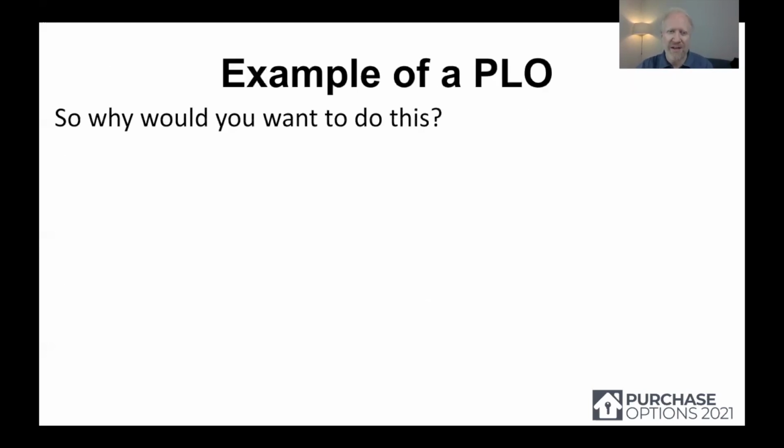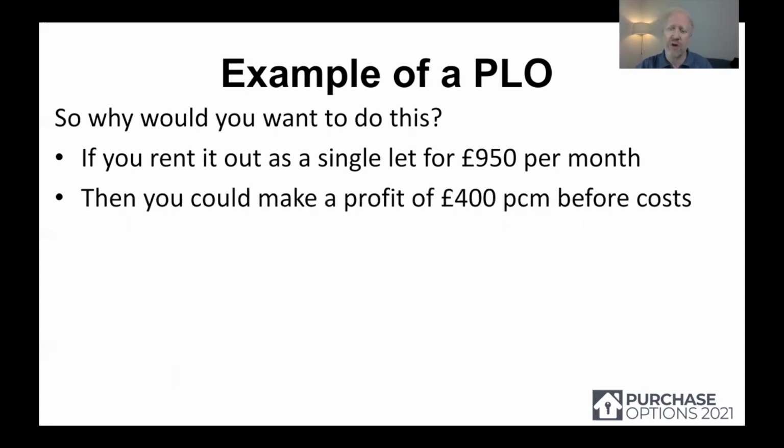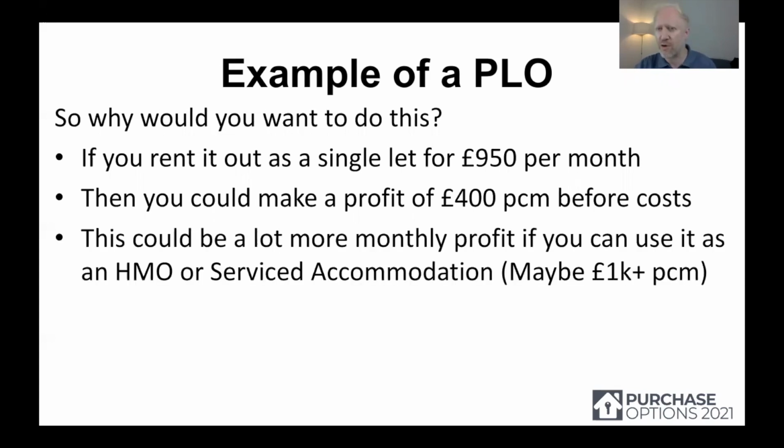So let's go back to that example. We talked about the property where maybe you can take on their mortgage, you pay $550 a month for their mortgage. And if you could rent this property out as a single let for $950, well, that's a gross profit of £400 per month before any costs. Remember, you don't own this property, you don't have a mortgage on it, you've not had to put a big deposit in, but you make £400 profit after paying the mortgage. There will be some other costs as well.